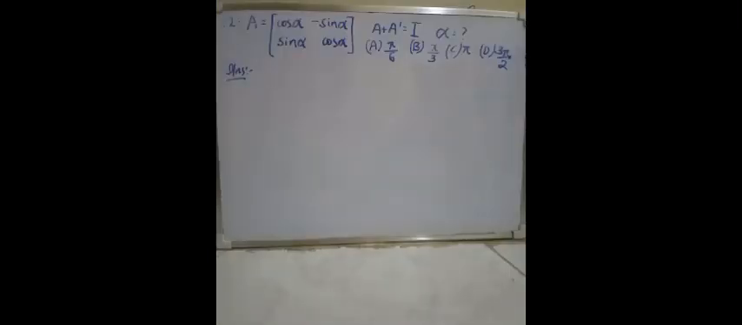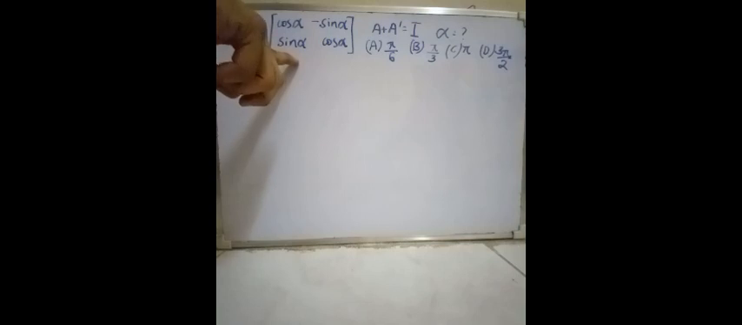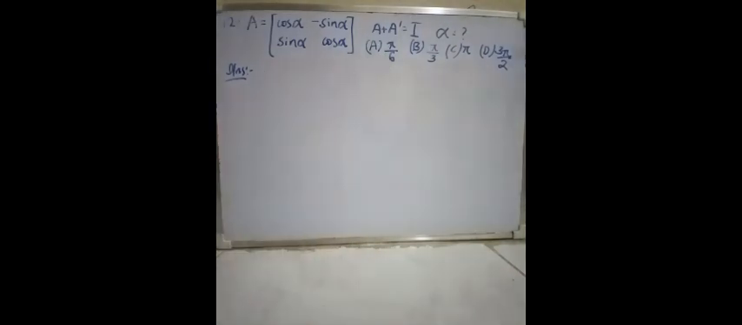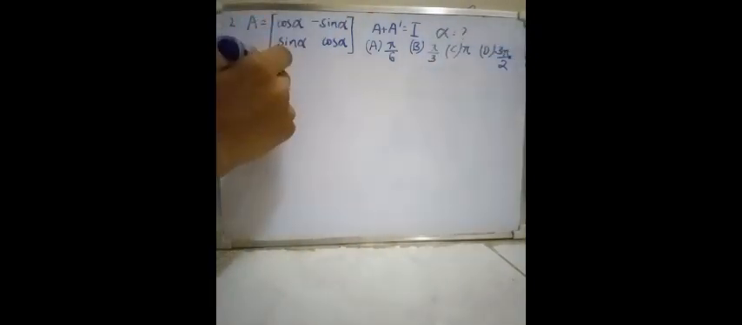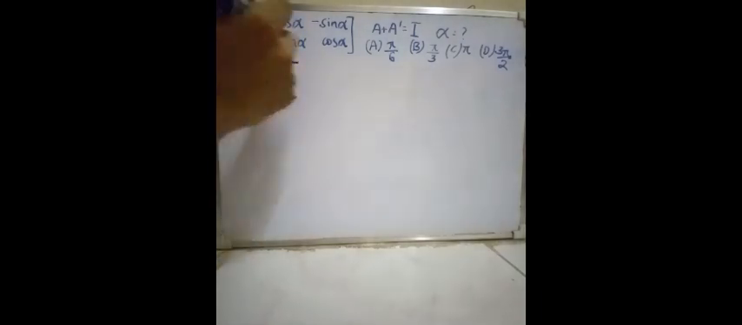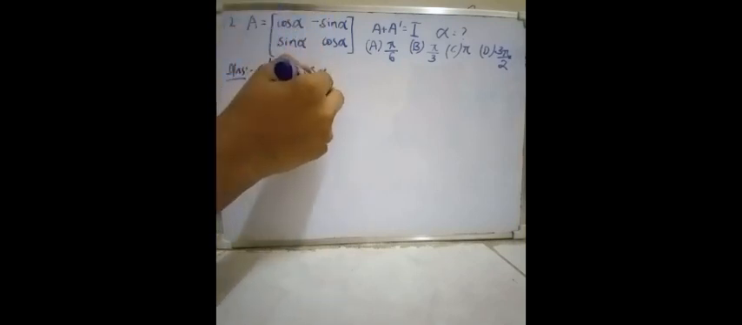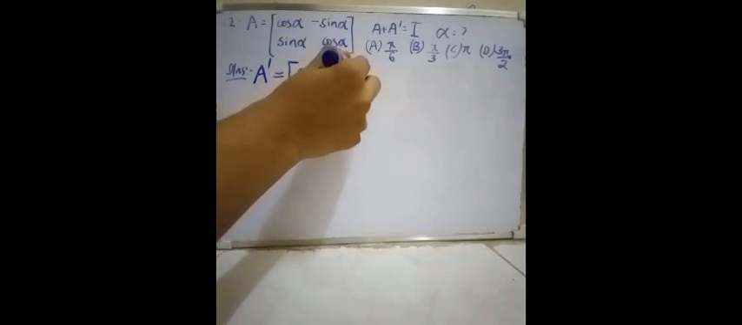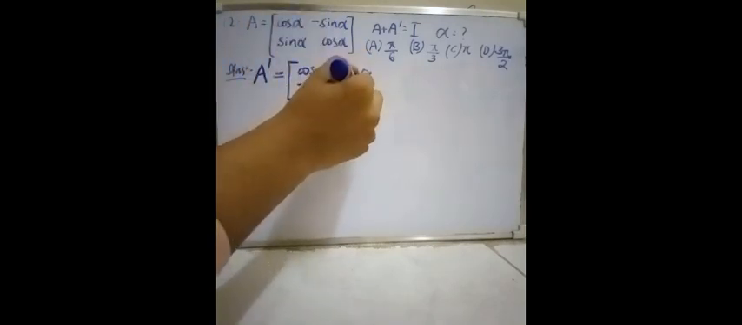Now we have the 12th question. This is the A matrix, and they have given that A plus A dash is equal to I, the identity matrix. So first let's find A dash. We have to find the value of alpha, the angle. So let's first do this part, A plus A dash. For that, first let's find A dash. Take the transpose: cos alpha, minus sine, and cos. Now we have to add both these matrices together.